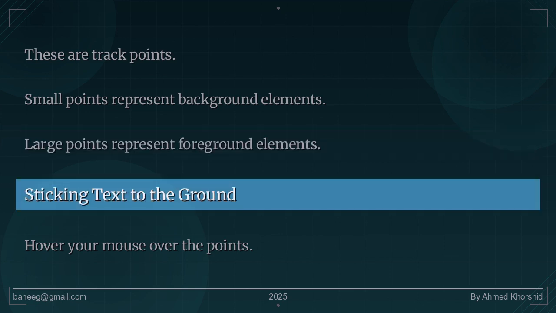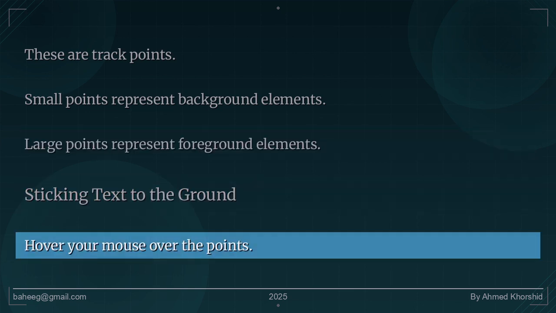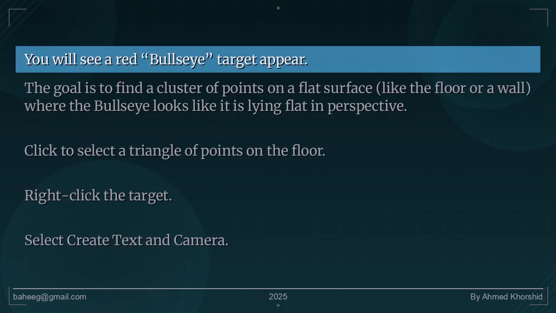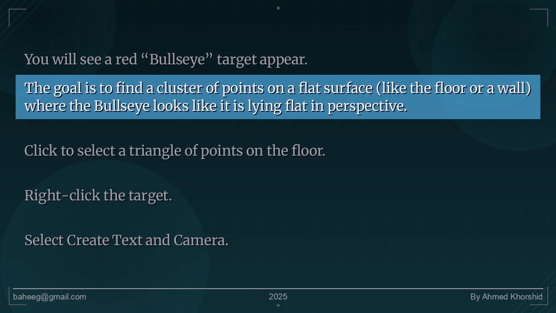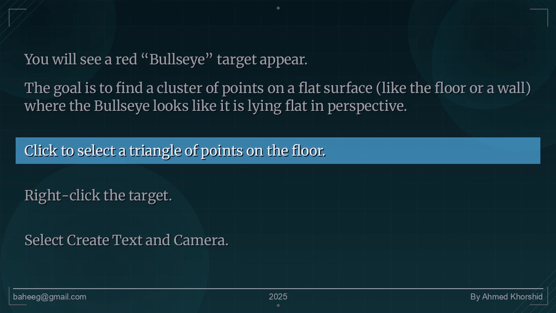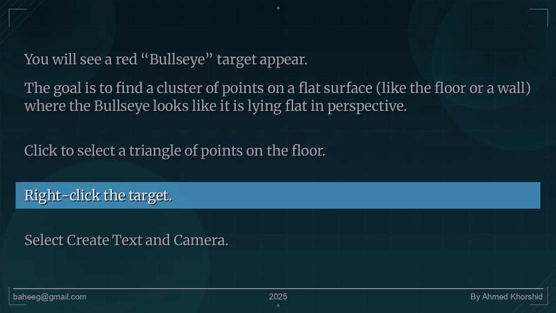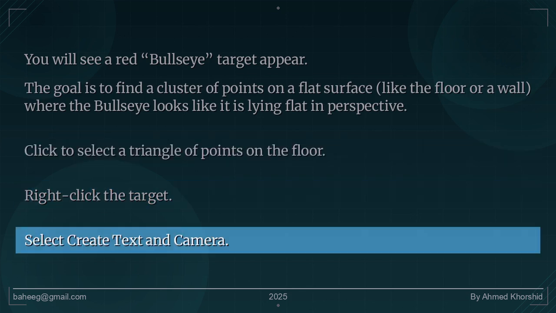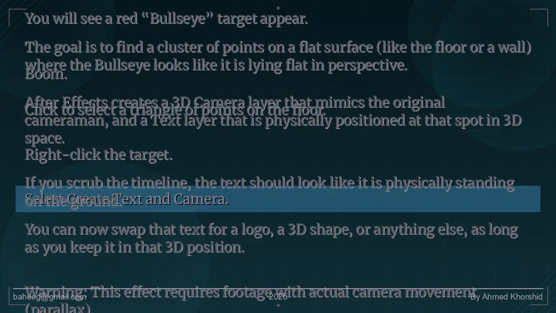Sticking text to the ground. Hover your mouse over the points. You will see a red bullseye target appear. The goal is to find a cluster of points on a flat surface, like the floor or a wall, where the bullseye looks like it is lying flat in perspective. Click to select a triangle of points on the floor. Right-click the target. Select Create Text and Camera.